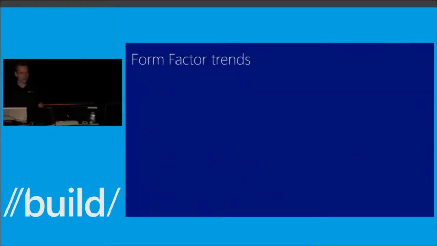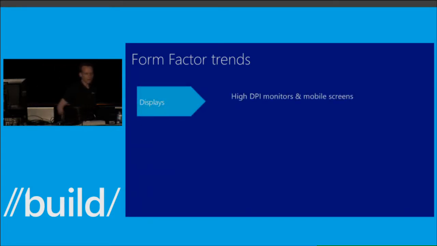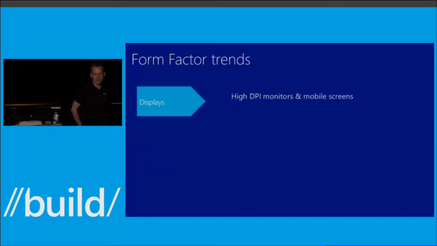So let's look at some of those form factor trends in a little more detail. On the display front, we've seen a new wave of high DPI displays coming. And on the desktop, this is very much in the form of 4K. I'm sure you'll have heard a lot of the buzz around 4K. Asus have a display that's about to ship called the PQ321. That's a 31.5-inch Ultra HD panel with a resolution of 3840 by 2160. And this is 4 times the resolution of a regular 1080p panel. And these things are shipping now.